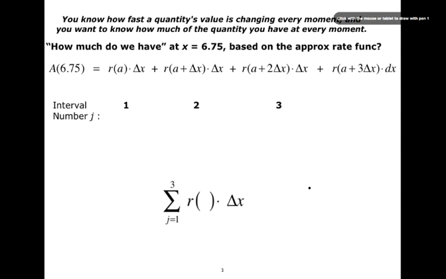Good. So can you write out what we should plug into R? In other words, what's the x value at the left side of the jth interval?